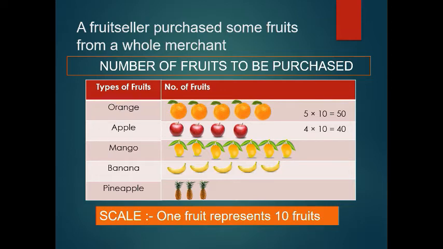40. In the same way, for mango, 7 images are there. So, 7 into 10 is 70 mangoes. Then comes your banana. 5 images are there. So, 5 into 10, 50. And finally, the pineapple, 3 images. So, 3 into 10, 30 pineapples he has purchased. Now, let's take an example and see how to draw a pictograph.